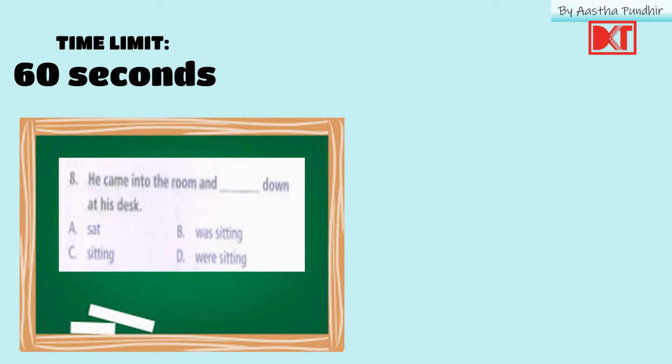Okay, here: he came into the room and dash down at his desk. Now here we will be using simple past because there was no continuous action that was happening, no interrupted action. So he just came into the room and sat down. We have to use the verb sit. So the past form of sit is sat. So he came into the room and sat down at his desk.